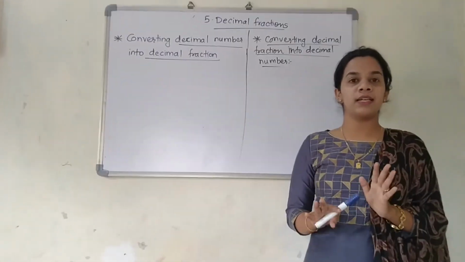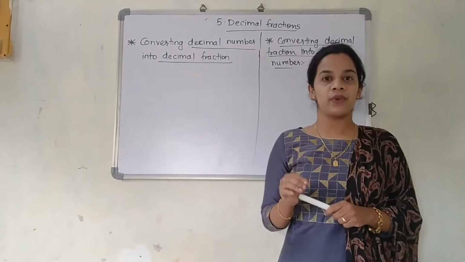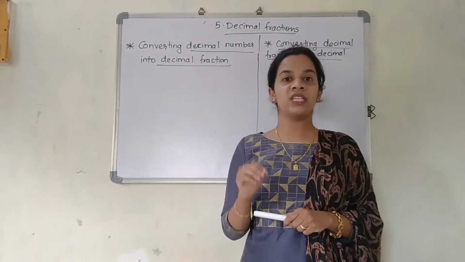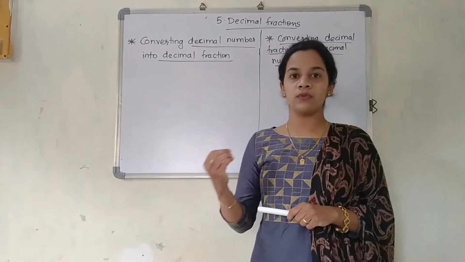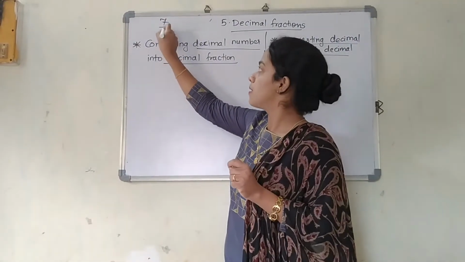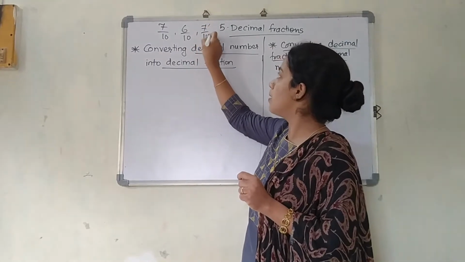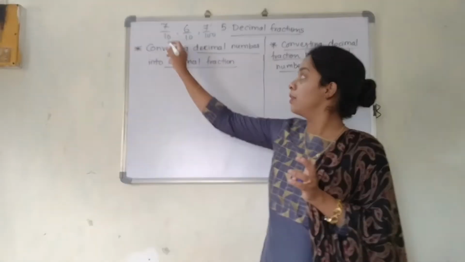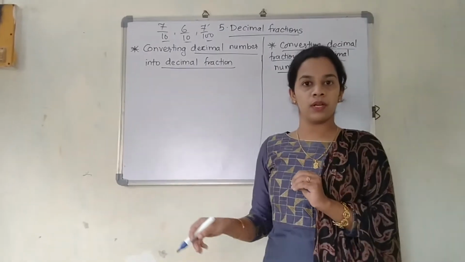So now what is meant by decimal fraction? We know this, but again I am going to revise it. Decimal fraction is a fraction in which the denominator consists of 10, 100, 1000, 10,000 and so on numbers. For example, you can see the decimal fraction consists of 7 upon 10, 6 upon 10, 7 upon 100 and so on. The denominator consists of 10, 100, 1000, 10,000 and so on.